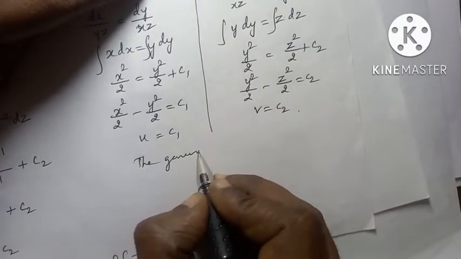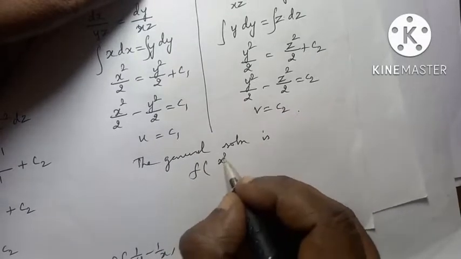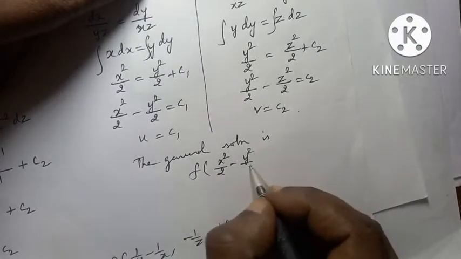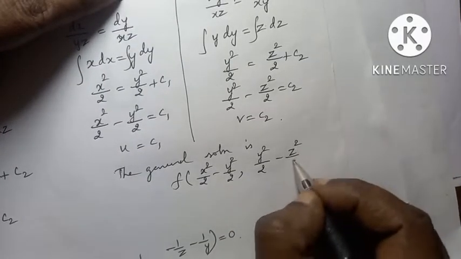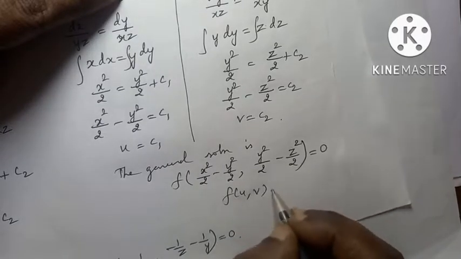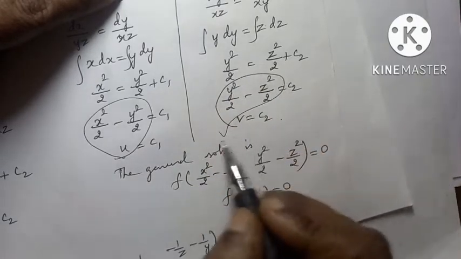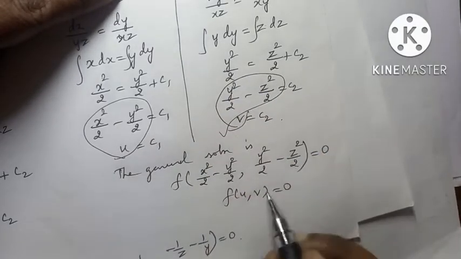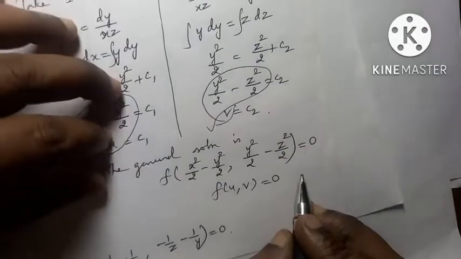The general solution is f of u comma v, that is, f of x square by 2 minus y square by 2 comma y square by 2 minus z square by 2 equal to 0. General solution is f of u comma v equal to 0. This is our u, this is our v. Right? f of u comma v equal to 0. So let us see the next problem from the multipliers method.